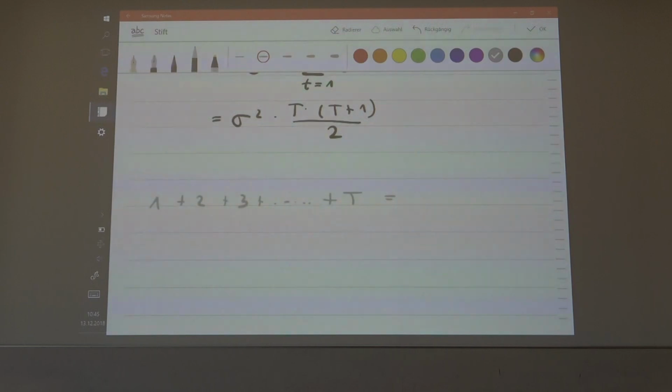Now what you do is you take the pairs. First, you start with this one: 1 plus t is equal to t plus 1, right? Then you take 2 and, before that, t minus 1. So 2 plus t minus 1 equals t plus 1 as well. Then the third pair is going to be here, and the sum of the pairs is always going to be t plus 1, no matter what.